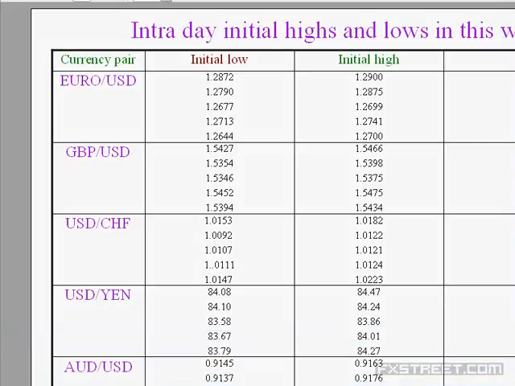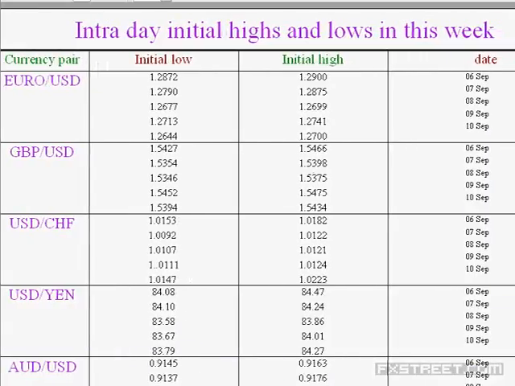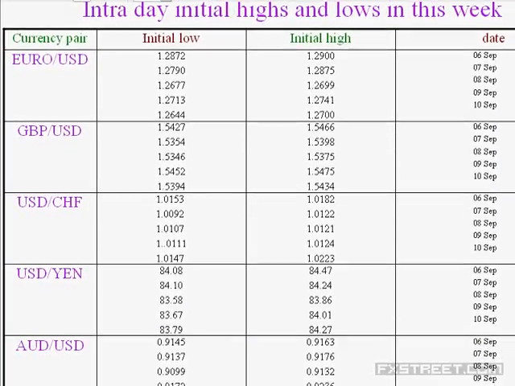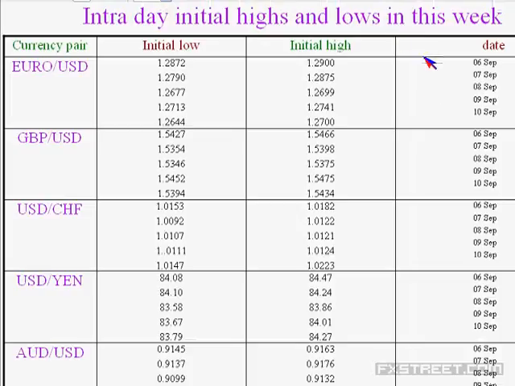Initial low and the highs chart. So here you come across intraday highs and the lows which were recorded between 2:30 and 3:30 GMT or around 3:30 GMT. You can make a note of it. Euro, that is what I was referring to today, 10th of September. 1.2700 is the initial high. They have breached it and again it has gone above.